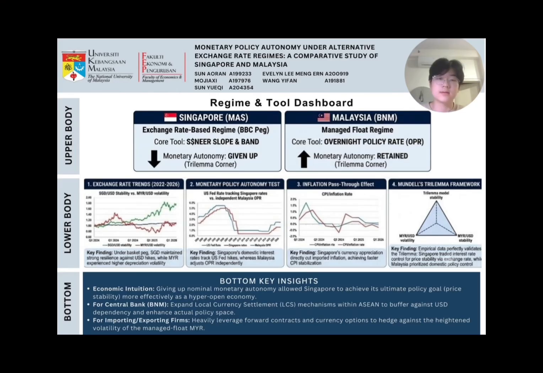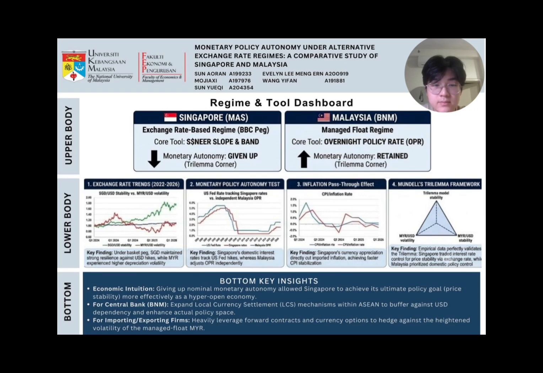Thank you. To understand why these two neighboring nations respond so differently, we must look at the regime dashboard at the top of our poster, which is rooted in Mundell's trilemma, or the impossible trinity. As shown in chart 4, a sovereign nation cannot simultaneously maintain a fixed exchange rate, free capital mobility, and an independent monetary policy.